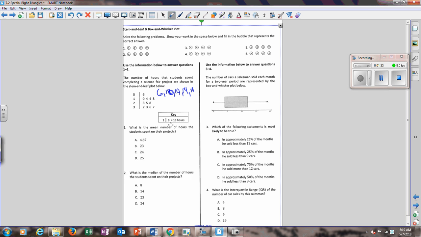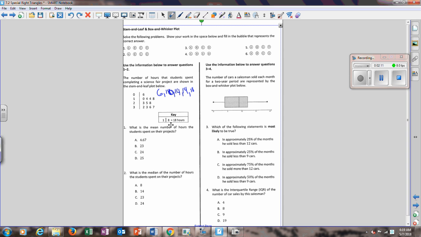Easiest way to do this is to go into your calculator, push stat, and edit. Then make sure your list is cleared out. So you go up to L1 and push clear. Then you just enter your numbers in. 6, 10, 18, and so on.